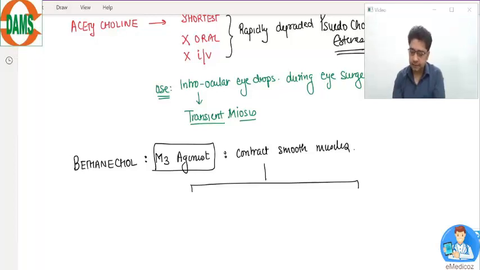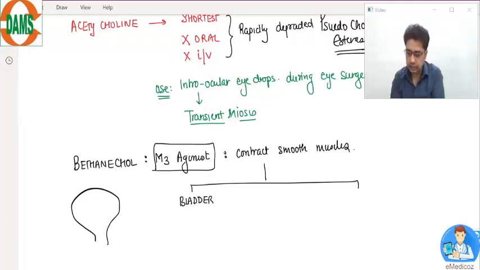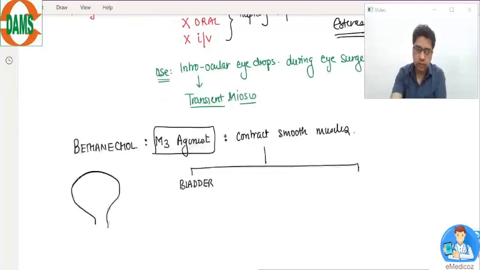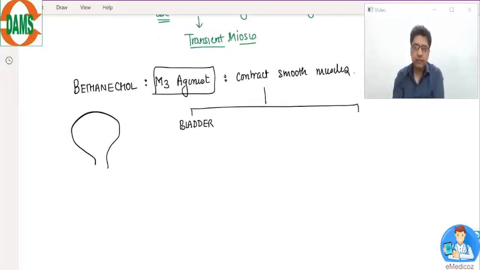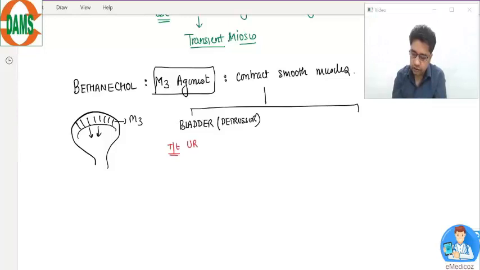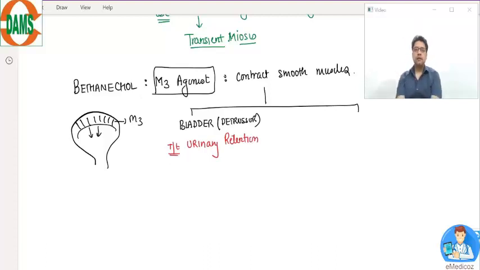First, the bladder. You know that in our bladder, we have one muscle. Don't draw this diagram. Which muscle is present here? Detrusor muscle. So, if this detrusor muscle contracts, what will happen? The bladder will pass out urine. Hence, bethanechol is given for the treatment of urinary retention.